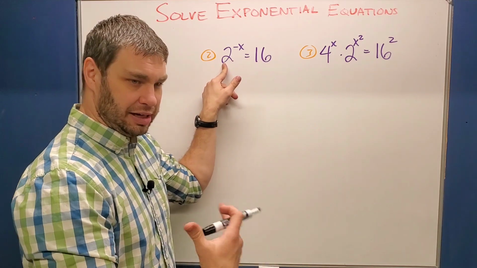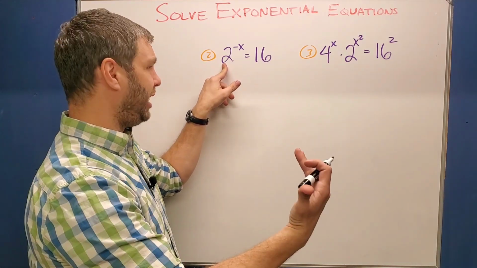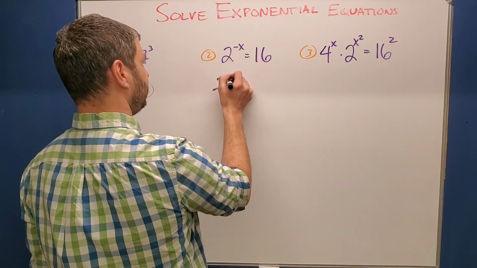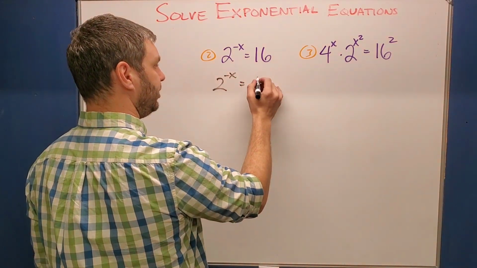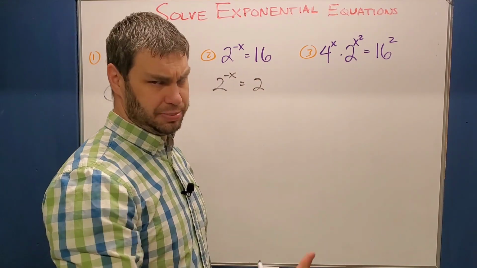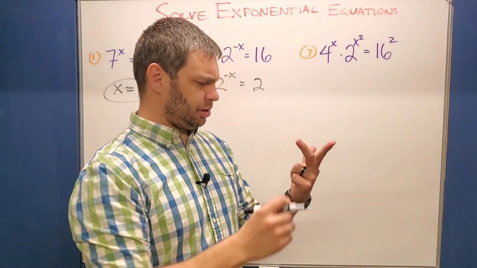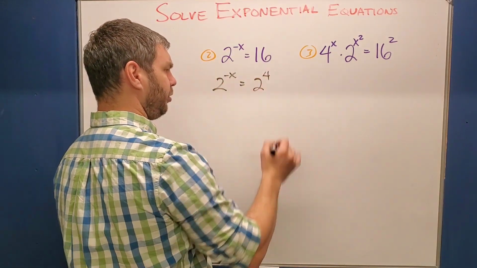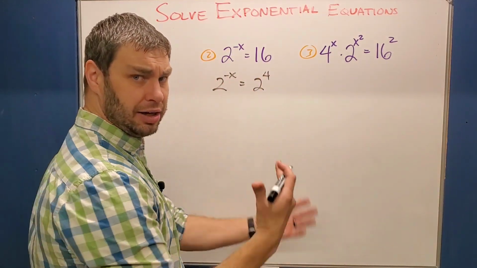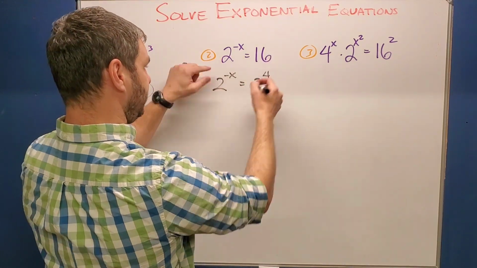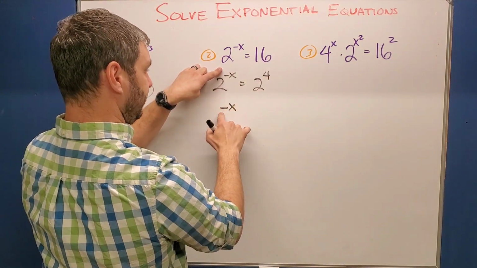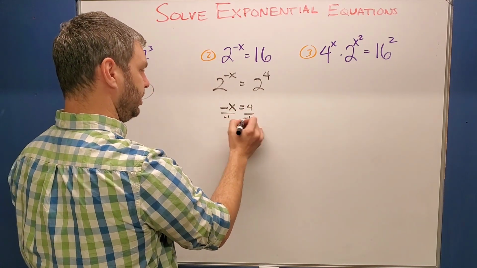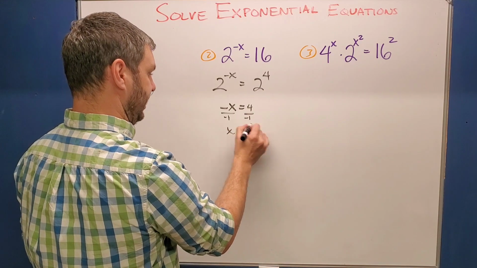Since I can't really make 2 raised to a different power, I'm going to make 16 as 2 raised to some power. So I'm going to keep this side the same. On the other side, 16 is 2 raised to which power? Well, if you think 2, 4, 8, 16, that's 4. So I can say 2 to the 4th power, and because they're now the same base, I can take their exponents and set those equal to each other. I'm going to say negative x equals 4. And of course, if I divide by negative 1 on both sides, x equals negative 4.